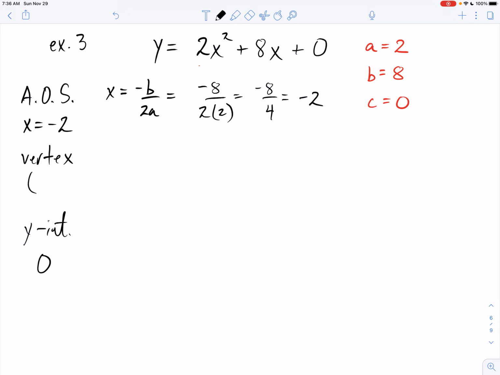That also means when I draw my vertex, I'll have negative 2, comma, something I don't know yet. But here we go. Let's go find that thing. I'm going to plug it into the original. I'm going to say y equals 2 times x squared plus 8 times x. And if it makes you feel happy, you can put the 0 there, but it won't matter because if you add nothing, you got nothing. But here's where you got to be careful. Don't let your calculator lie to you.